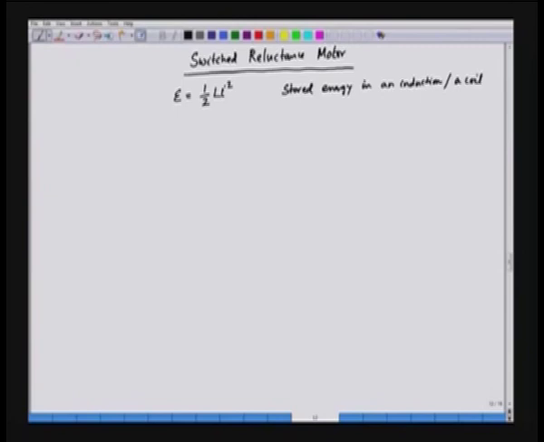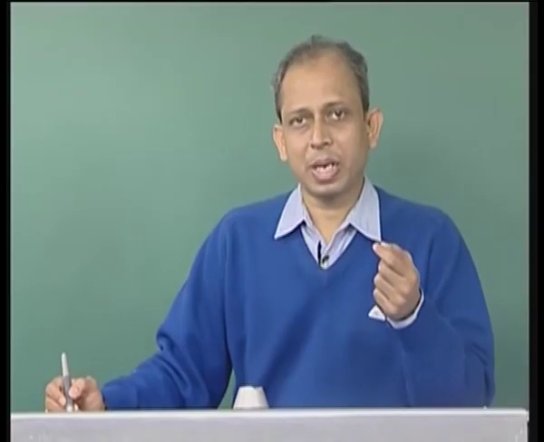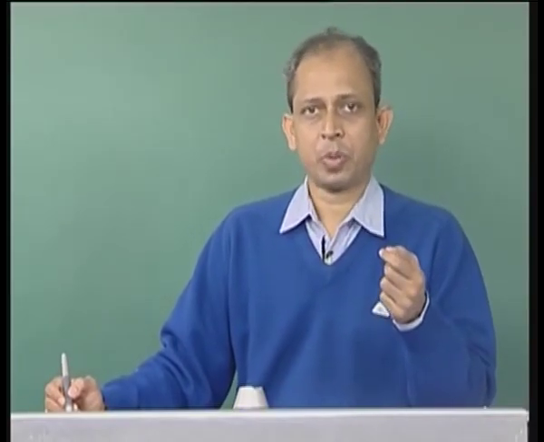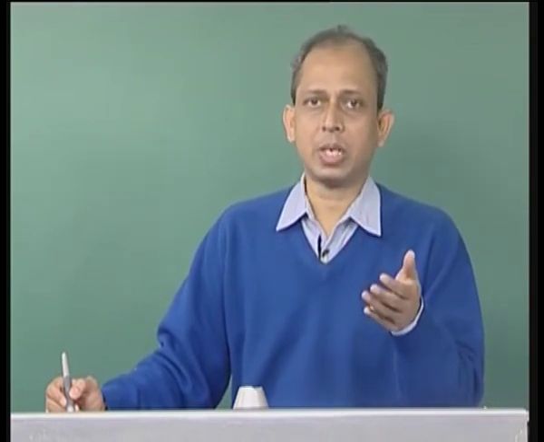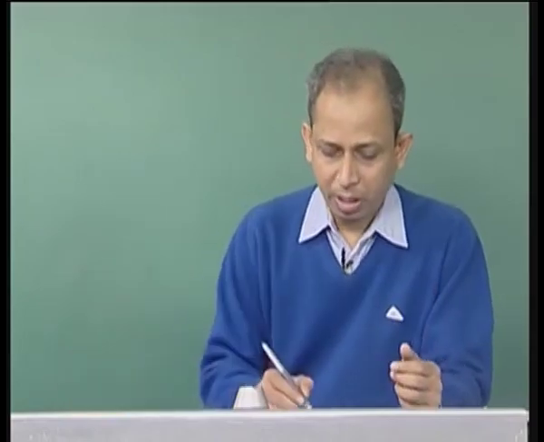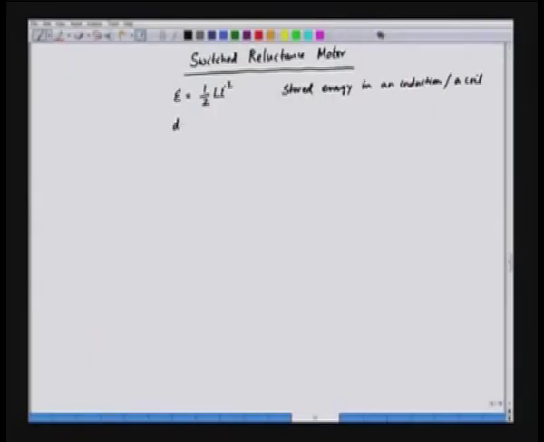If we want to find out the torque, it is the derivative of this energy with respect to the position. If there is a variation of the energy with position, we will get a torque. So, if we differentiate dE by d theta, we get the torque, and that is equal to d by d theta of half L i square.